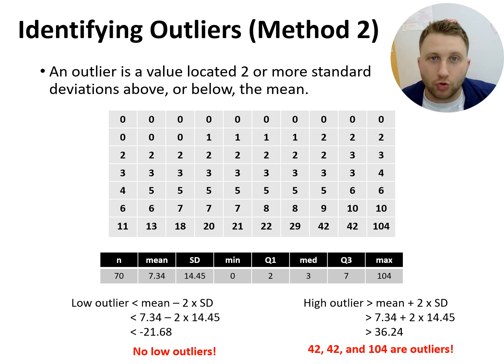With method 2, you are starting from the mean and adding and subtracting from the mean 2 standard deviations. Method 2 is our 2 standard deviation rule. So a lower outlier is anything below 2 standard deviations below the mean, and an upper outlier is anything above 2 standard deviations above the mean.